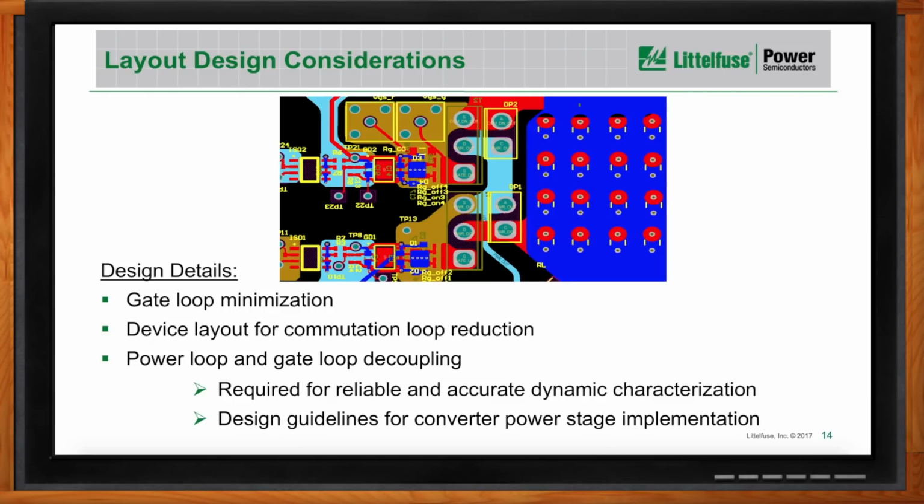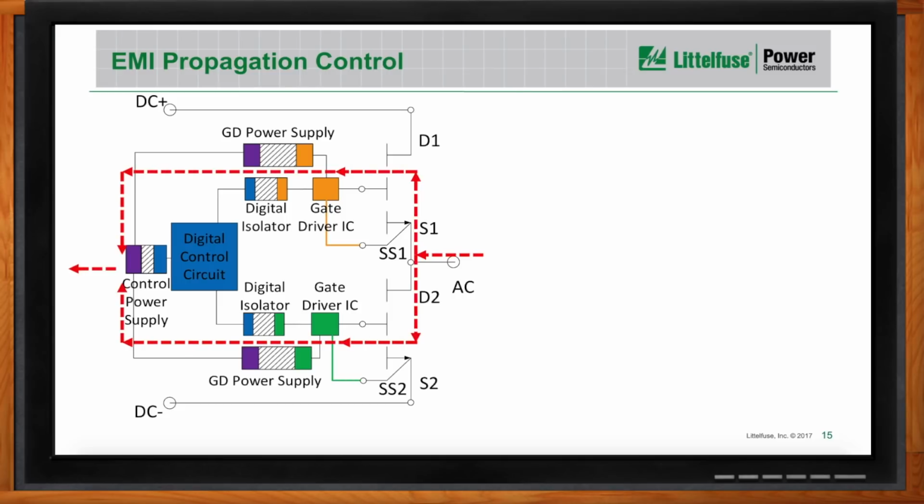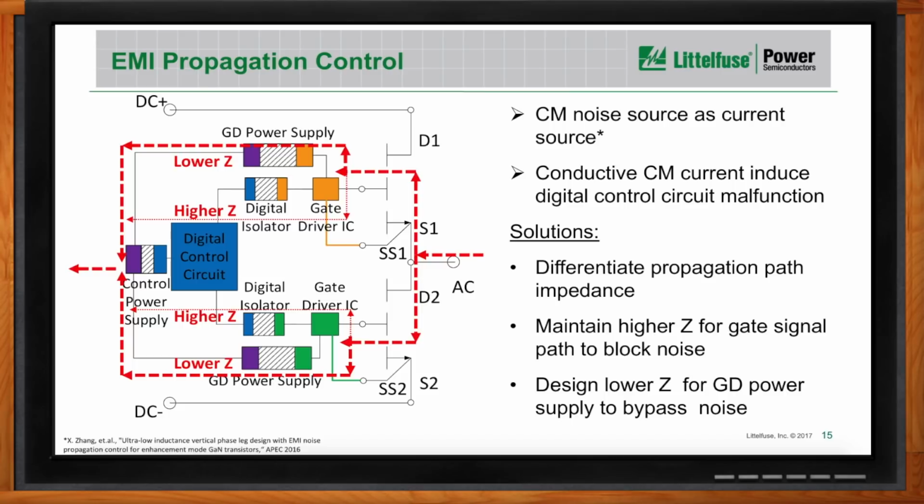Another feature we added to this platform is EMI propagation control. Everybody is worrying about the EMI issue brought by the high switching speed of silicon carbide devices. We identified this as common-mode noise that propagates through the gate driver circuit from the power stage to the control stage. We model the common-mode noise source as a current source, and the conductive common-mode noise induces digital control circuit malfunction.